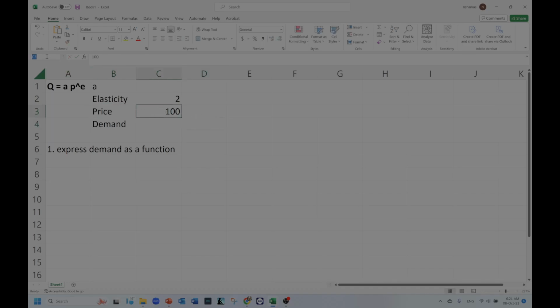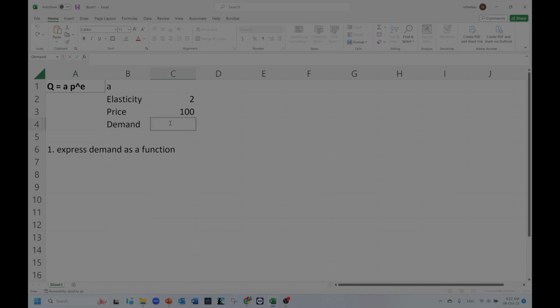This one we're going to call price. And guess what? This one we're going to call demand. But we are not going to express demand in terms of numbers. Rather, we are going to use here's demand, here's price, elasticity, and here's A. You should remember that this is the general form of a power demand curve. So this is Q, quantity, equal to A, this A, times price to the power of 2.